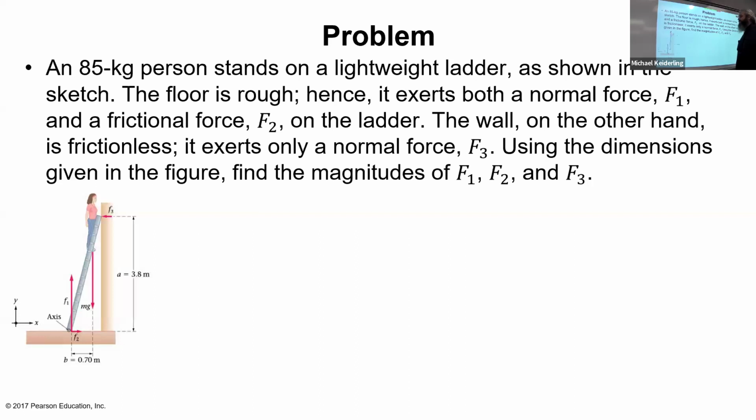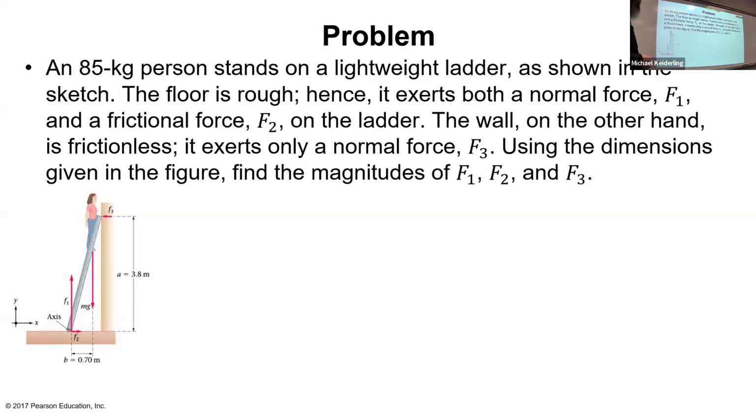So here's an example of this sort of problem. You have an 85 kilogram person standing on a lightweight ladder as shown in the sketch. The floor is rough, hence it exerts both a normal force F1 and a frictional force F2 on the ladder. The wall, on the other hand, is frictionless. It exerts only a normal force F3. Using the dimensions given in the figure, find the magnitudes of F1, F2, and F3.